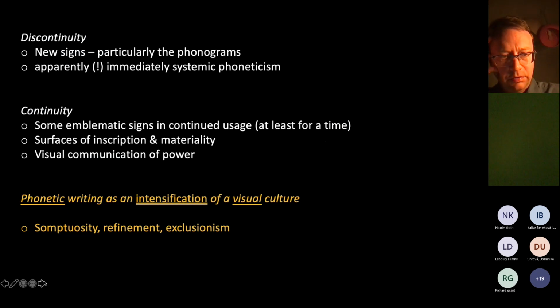So the overall conclusion here on this development is that we have the perhaps somewhat paradoxical situation or development that phonetic writing, and it is thoroughly phonetic since the late Dynasty 0, develops in Egypt as an intensification of a visual culture, with this notion of sumptuosity, refinement, and exclusion. Writing develops against the background of an increasingly exclusionary visual culture, and you add just one additional level of sophistication to make it even more exclusionary. And this additional level of sophistication, well, there are several of these, but one of these is phoneticism.